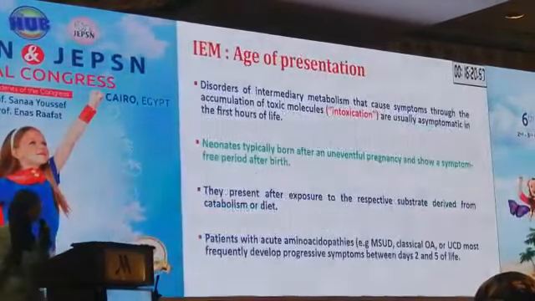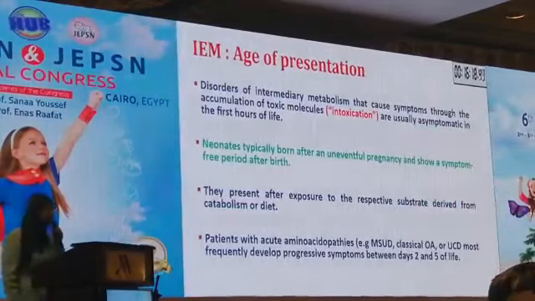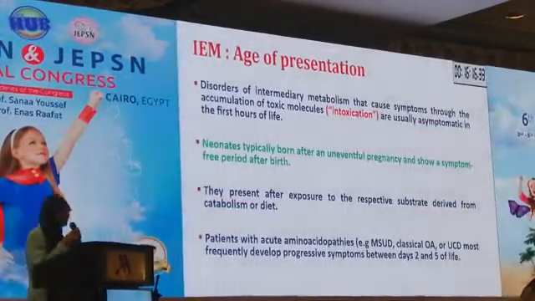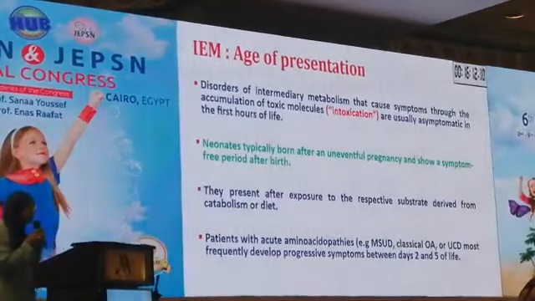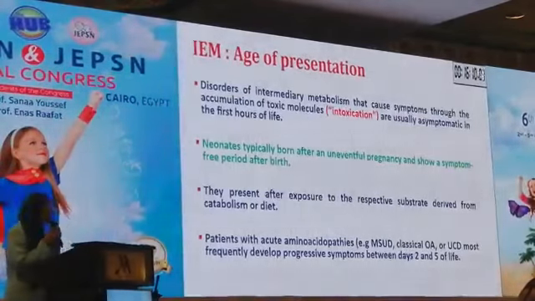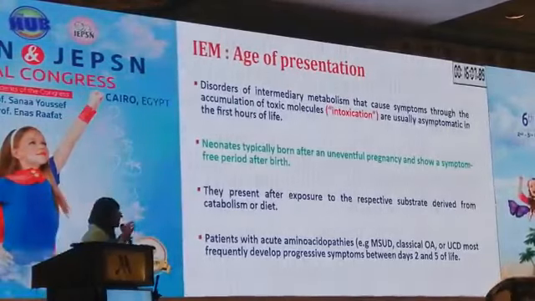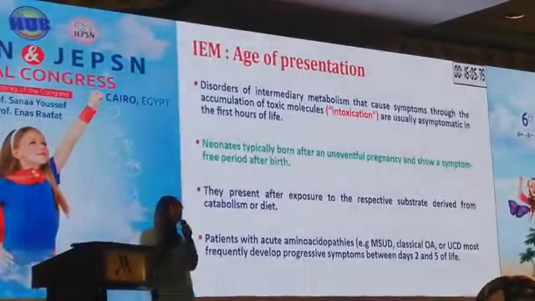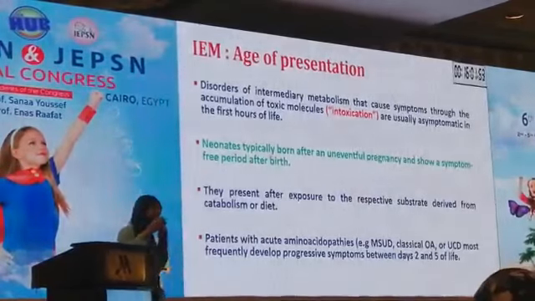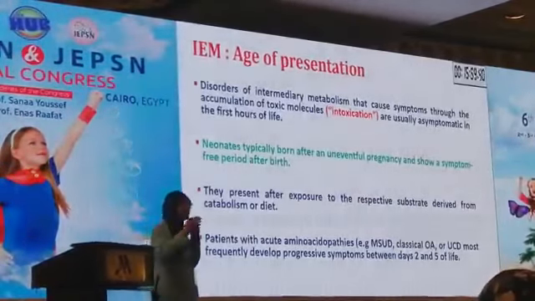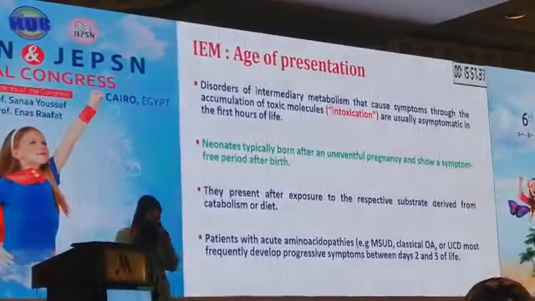Disorders of intermediate metabolism, that is to say intoxication disorders, are usually asymptomatic in the first hours of life, and neonates are typically born after an uneventful pregnancy. Usually there is a hiatus, a period in which the baby is born normal for 1 to 2 days until accumulation of toxic metabolites, and then the baby starts to have symptoms. This is important in the history.